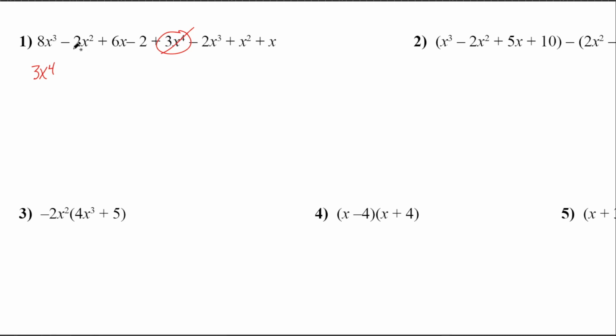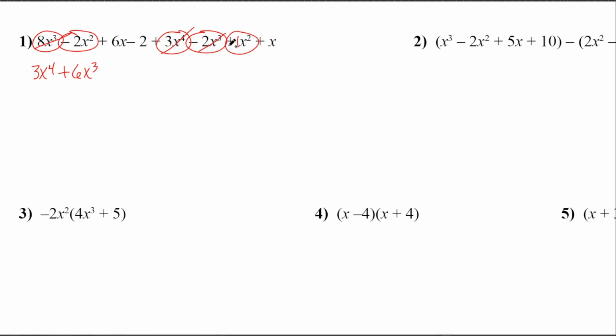All right, what else is next? Well, let's do the cubes next. So I've got an 8x cubed, and I've got a minus 2x cubed. Let's just do that in our head. 8x cubed minus 2x cubed is positive 6x cubed. I'm done with those. What's the next highest power? It'd be x squared. So I've got a minus 2x squared, and I've got a plus 1x squared.